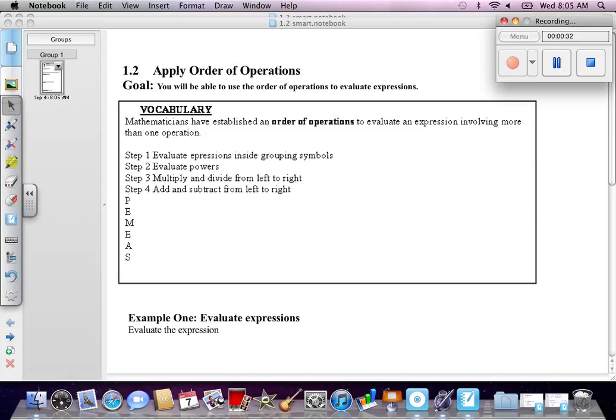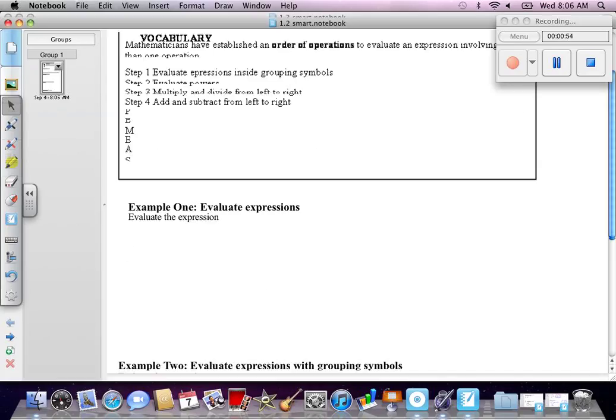But remember, it doesn't matter if there's multiplication or division. It's whatever comes first, left to right. It doesn't matter if there's addition or subtraction. It's left to right. So if you look at the steps, you're going to evaluate inside grouping symbols, evaluate powers, multiply and divide from left to right, and then add and subtract from left to right. So we're going to go through these problems.